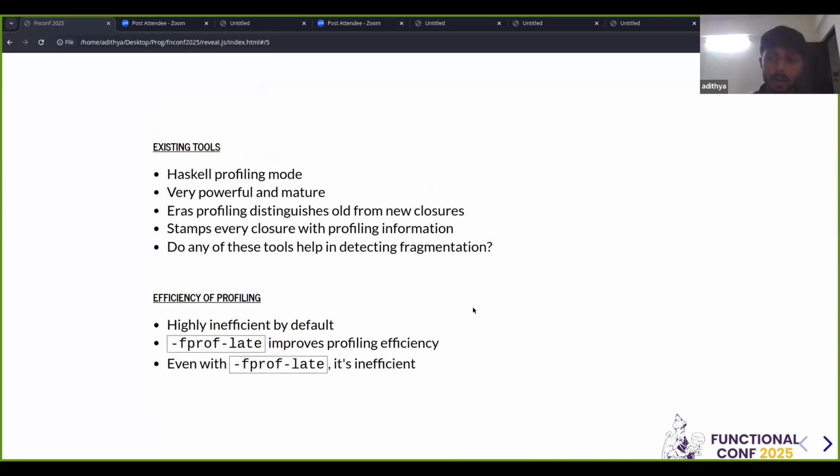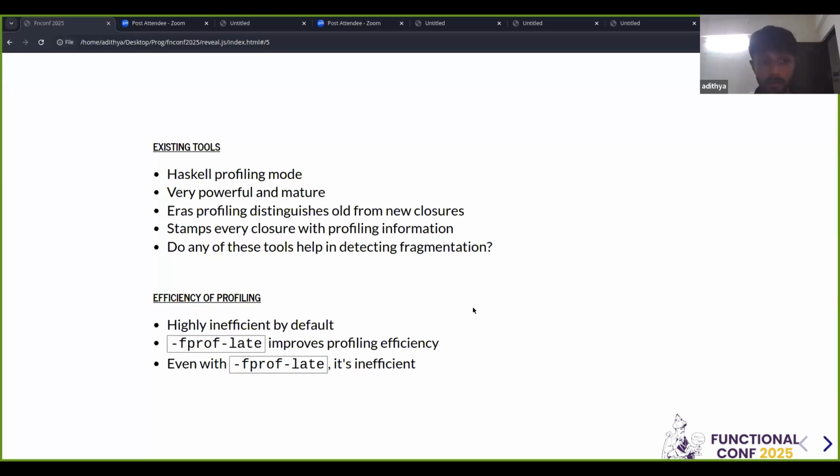Okay, so now that we have defined what memory leak is and what fragmentation is, we have a decent idea about it. We'll have to figure out how to find them and how to tackle them, right? There are already some pre-existing tools. The Haskell profiler is one of them. You can compile your Haskell program with the prof flag enabled, and this will give you access to the standard profiling mode, right?